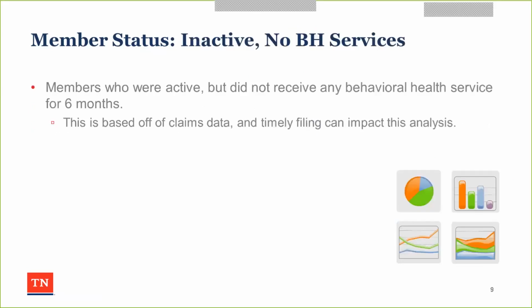The next status is inactive no BH services. These are for members who were active but have not had any behavioral health service claims in 6 months. It's based off of claims data. Timely filing impacts this. So a member who is attributed not enrolled would not roll over to this. They have to be active, and then if they don't have any behavioral health service claims within 6 months plus the rollout time period, their status would change to inactive no BH services.